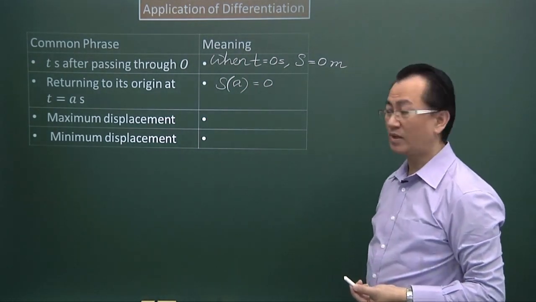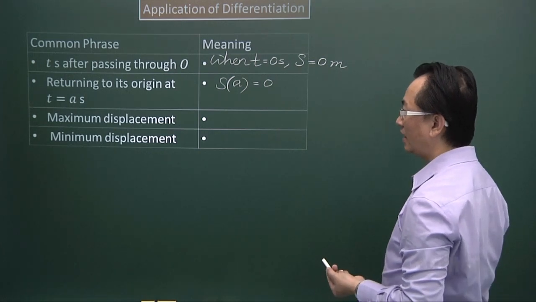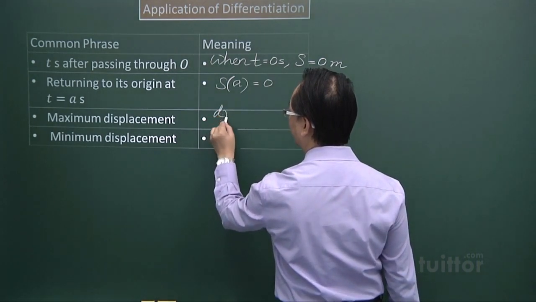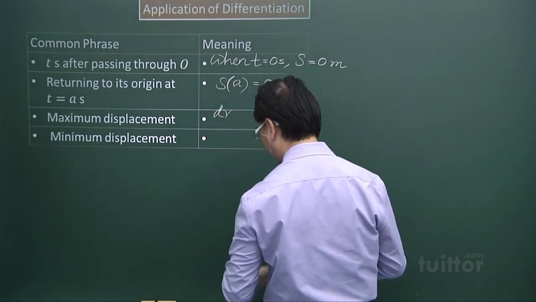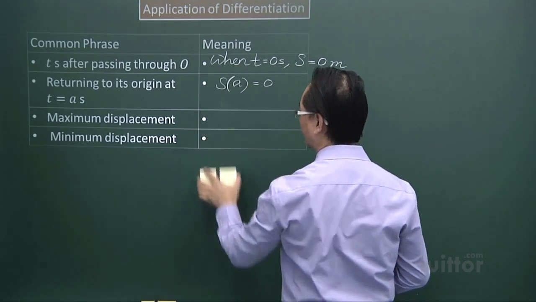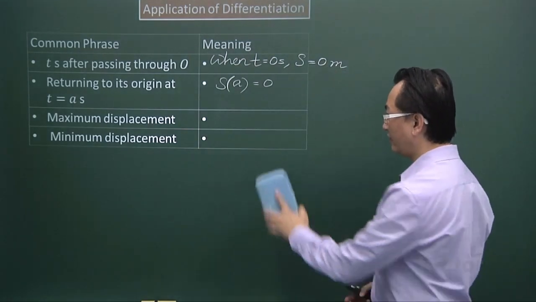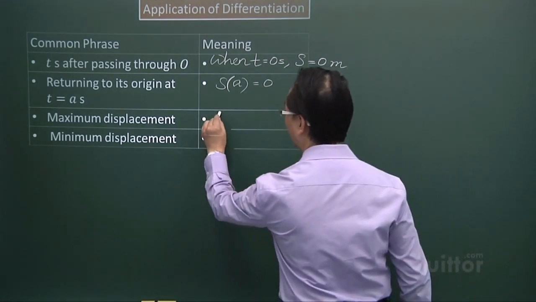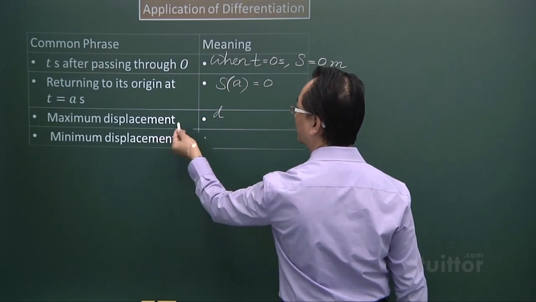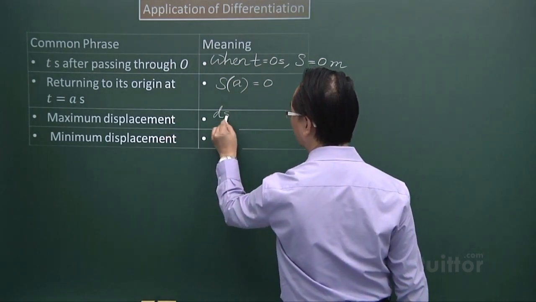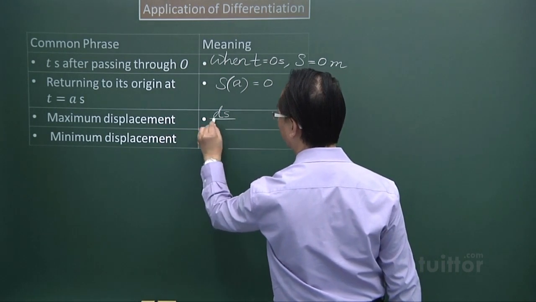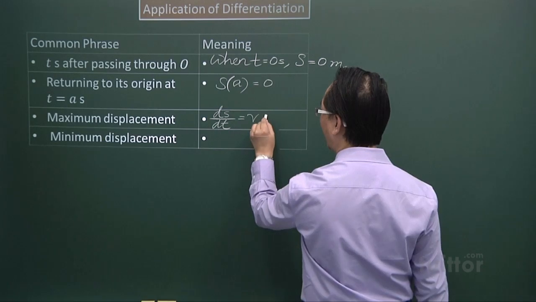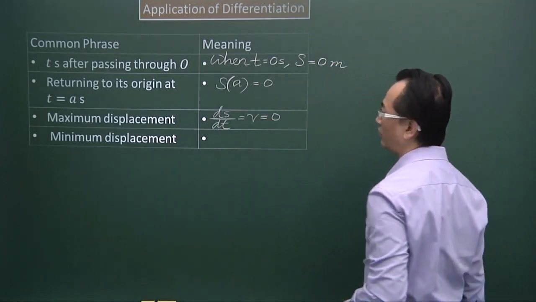Next, we look at the maximum displacement. First of all, the first derivative will be v. But for the sake of sticking to displacement to illustrate the point, ds over dt, which is equal to the velocity, I must equate to 0.